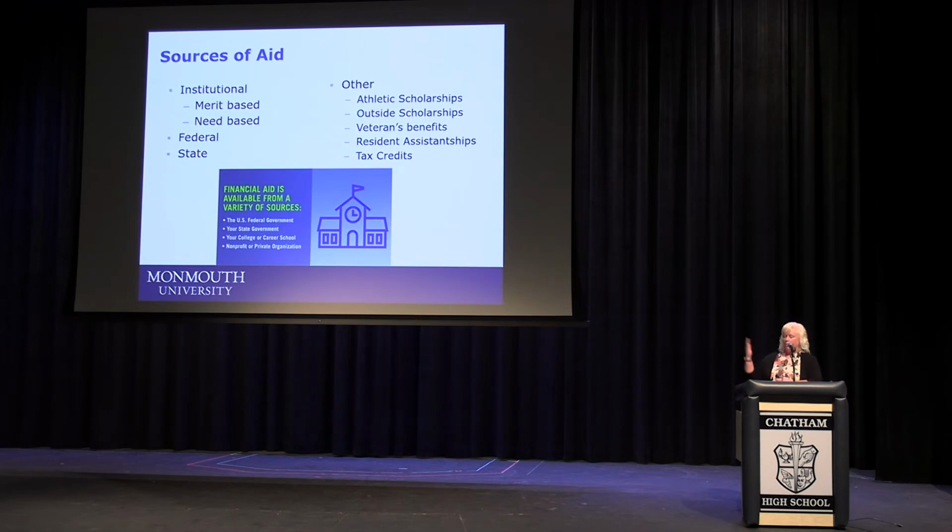And then don't forget about some other sources that you have for aid, things like athletic scholarships, outside scholarships. These are scholarships from sources outside of a college or university. If I have any veterans in the audience, you may be able to transfer your benefits to your dependent. If so, your first step is to the Veterans Administration to confirm your eligibility. Resident assistantships, that's where a student who lives on campus supervises a floor in a residence hall, and being a resident assistant comes with a financial component to it.